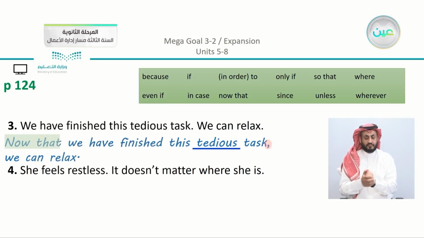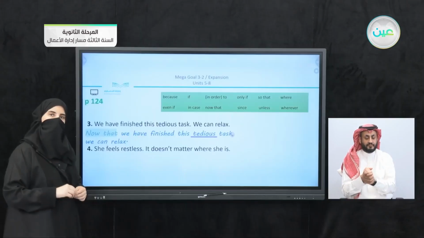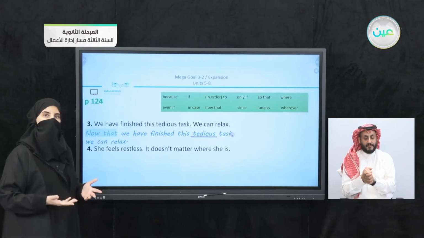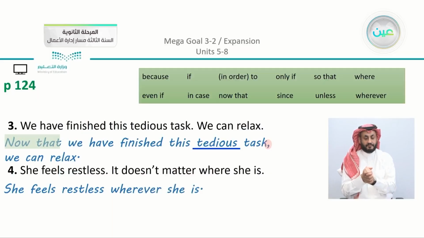We have number 4. She feels restless. It doesn't matter where she is. So there is a hint in this sentence because we have the word where. So we're going to say, "She feels restless wherever she is." Now we just changed a little bit in the sentence, so we can use the conjunction wherever.